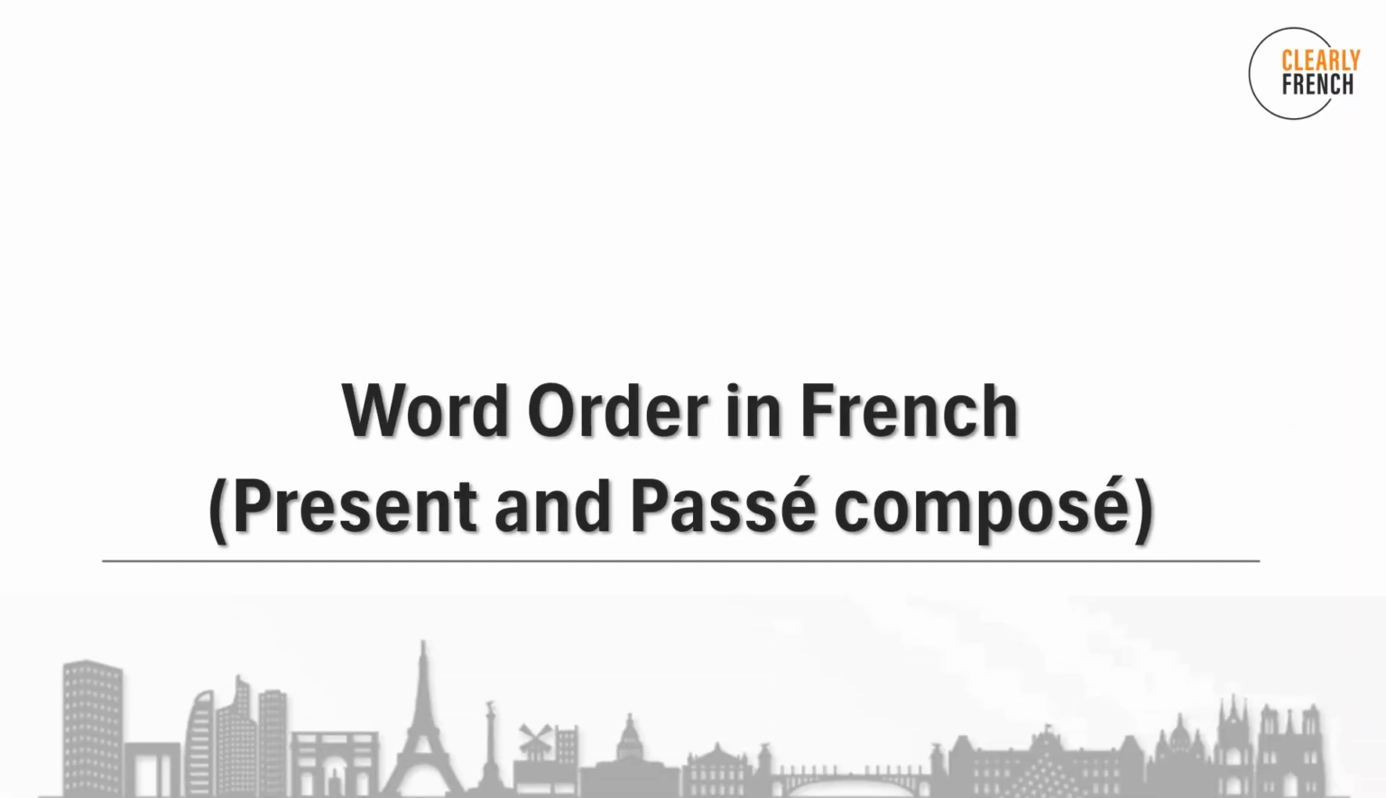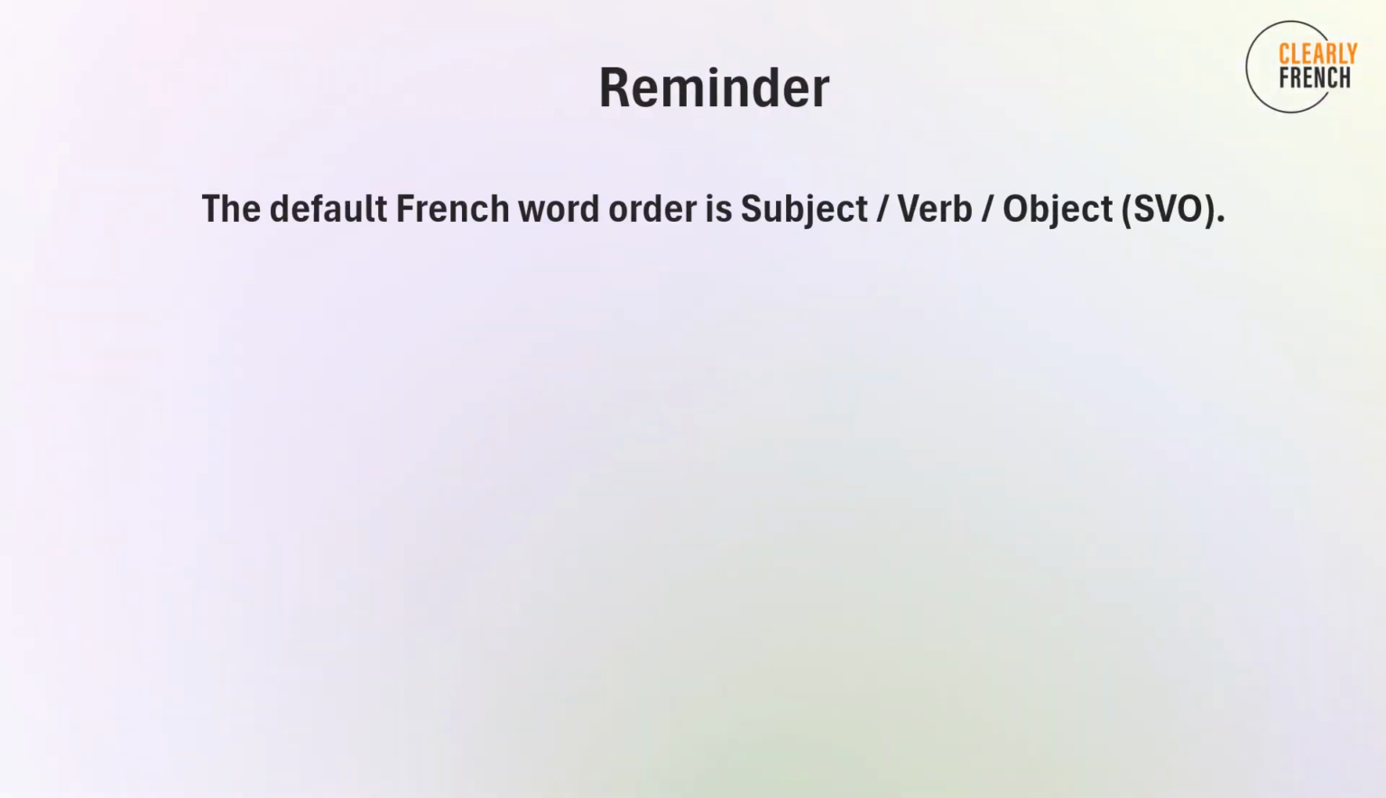Today we're going to have a look at word order in French, and we're going to take several examples in the present and the passé composé. Before we start, just a quick reminder that the default French word order is subject, verb, object.